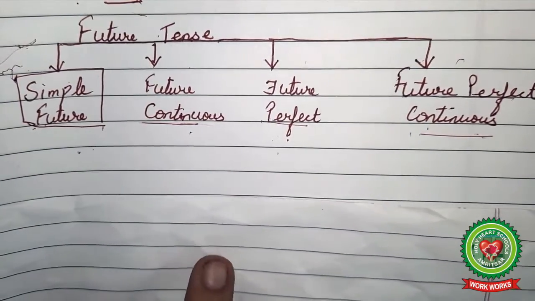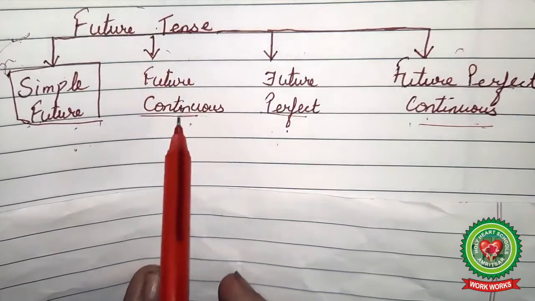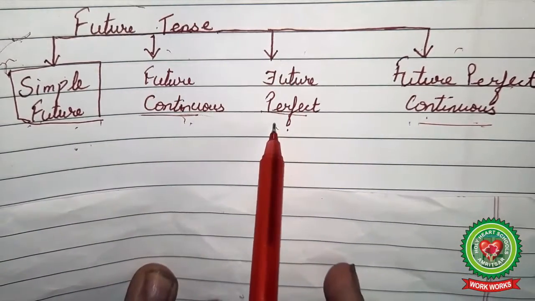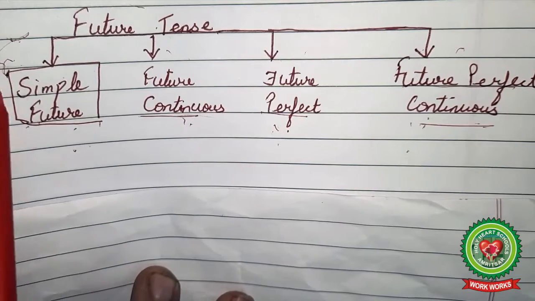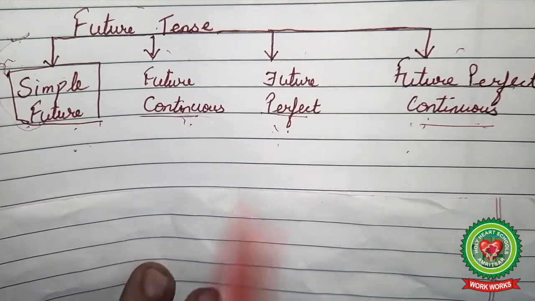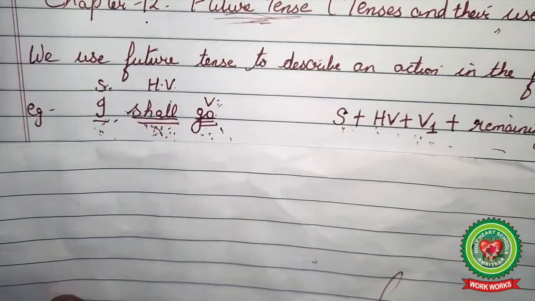Students, future tense can be categorized into these four: simple future, future continuous, future perfect, future perfect continuous. In this video, I'll be covering simple future tense. Let's have a look at this example.